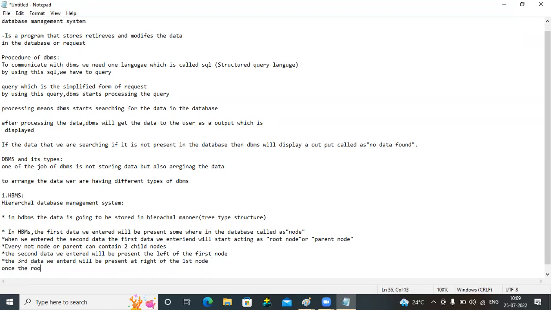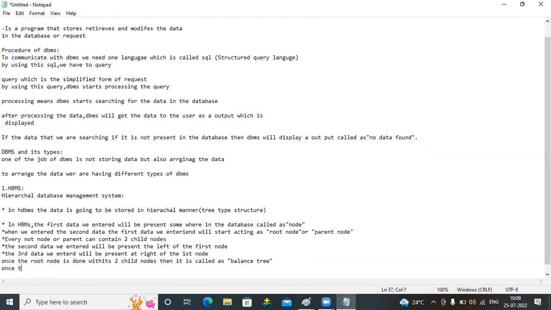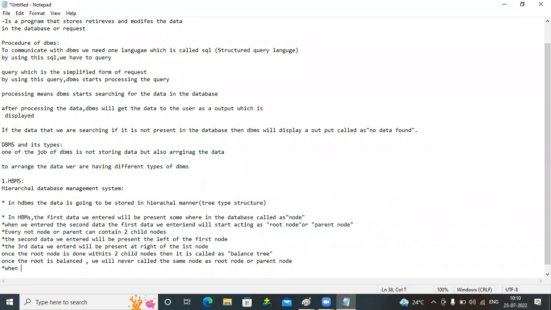Once the root node is done with its two child nodes, then it is called a balanced tree. Once the root node is balanced, we will never call the same node as root node or parent node. Remember this point also. When we enter the fourth data, the first child of the first node will start acting as a root node or parent node.